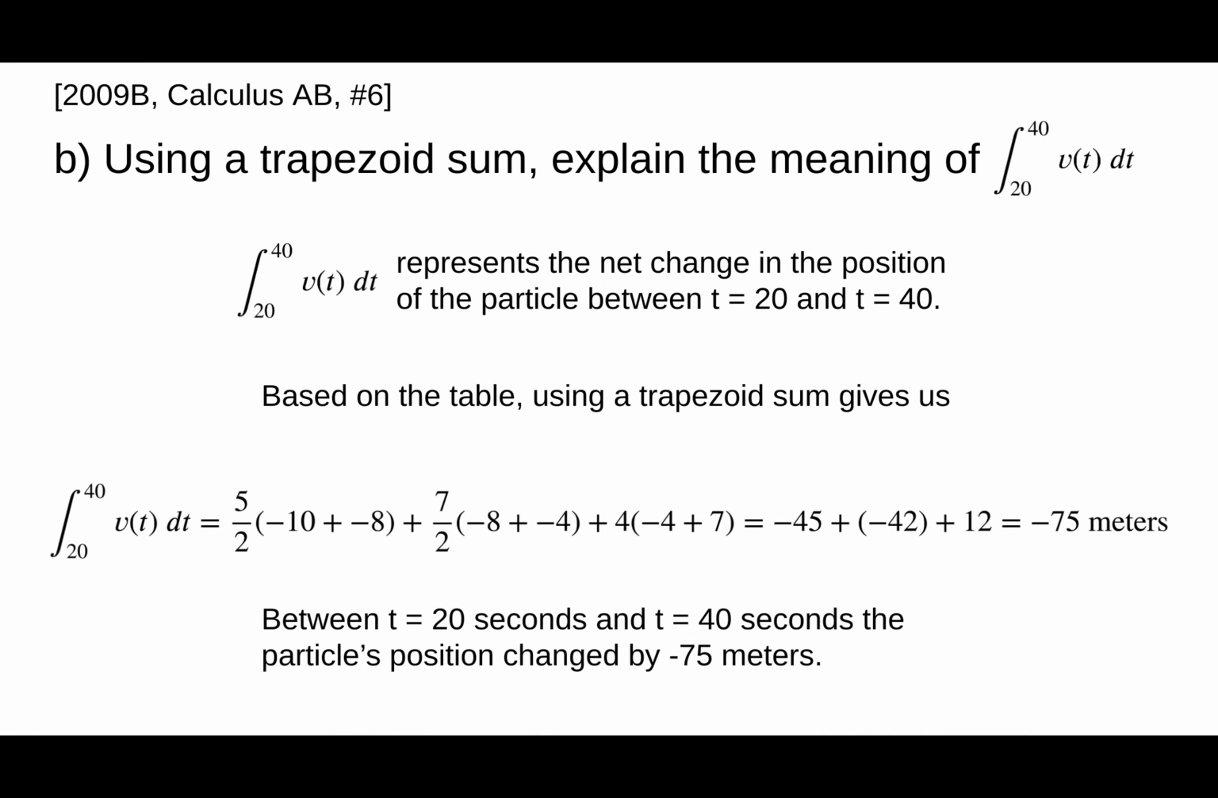All right, so between t equals 20 seconds and t equals 40 seconds, the particle's position changed by negative 75 meters. And remember, with questions like this, these are typically signed values. Negative 75 meters is interpreted to be motion to the left. Positive 75 would be motion to the right. So the negative 75 does have a very specific meaning.